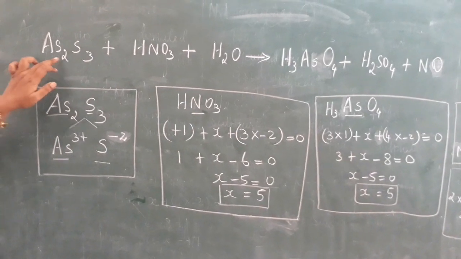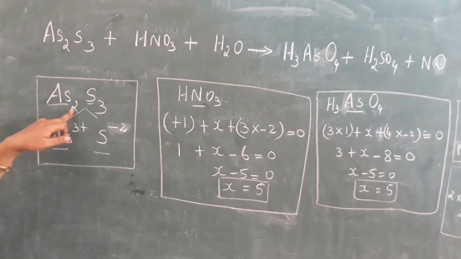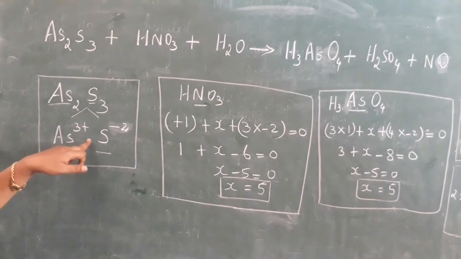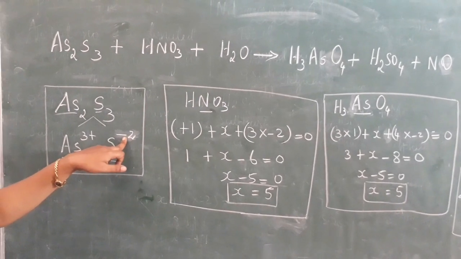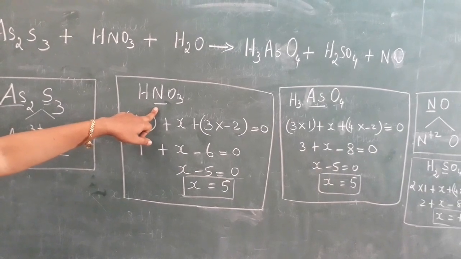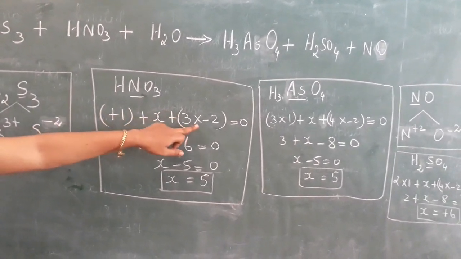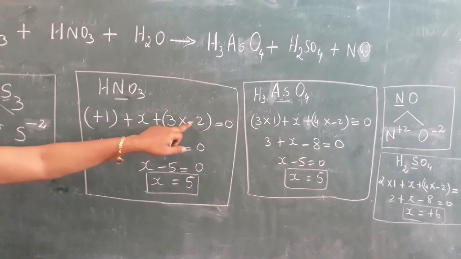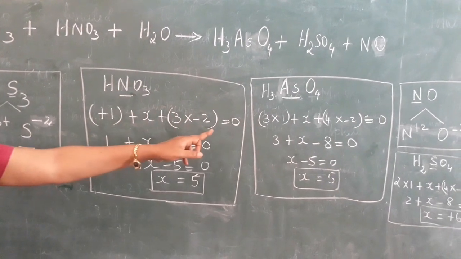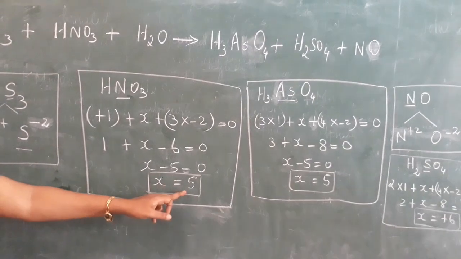First of all, As2S3, that is arsenic sulfide. The 2 goes to S and 3 goes to As, so we get As3+ and S2-. In nitric acid, we are going to find out the nitrogen oxidation state. For hydrogen, we already know plus 1. For oxygen, minus 2, so 3 oxygen is 3 into minus 2. This is a molecule, and for a molecule the oxidation number is 0. So we put 0, and the X value for nitrogen we get is plus 5.